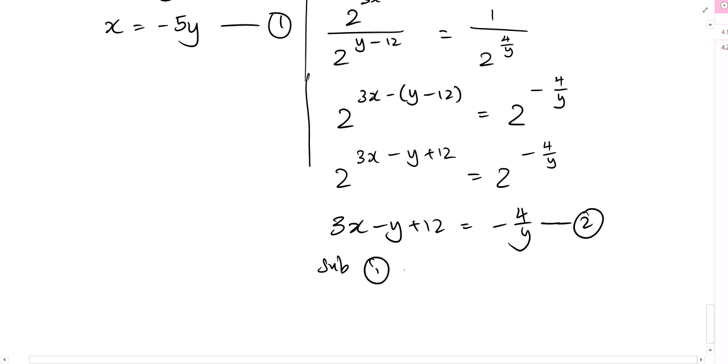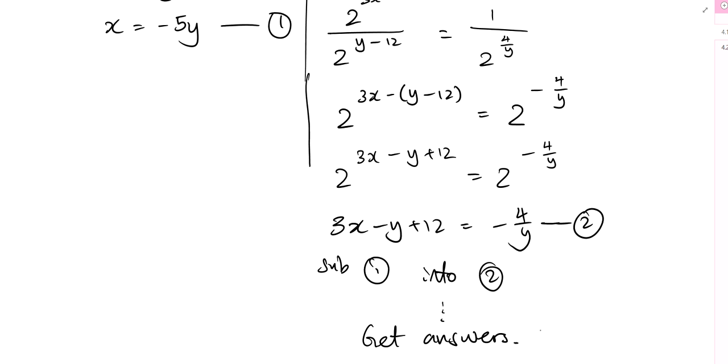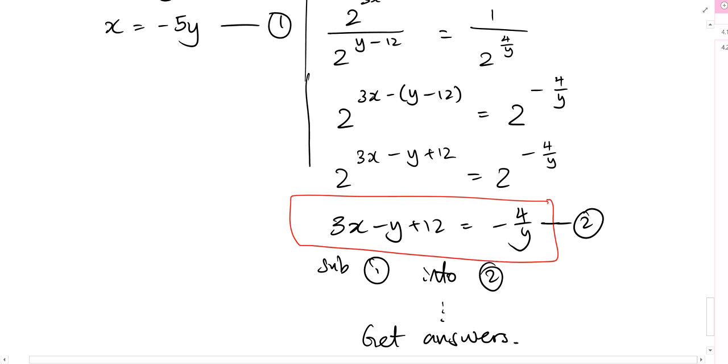Sub 1 into 2. Get answers. You should have 2 answers for x and 2 answers for y. Depending on them, you have to decide whether there is any that needs to be rejected. And I know that there will be two answers for x, two answers for y, because this is going to be quadratic. Okay?